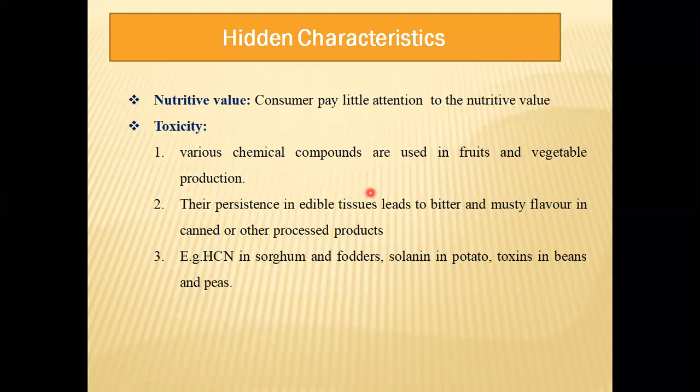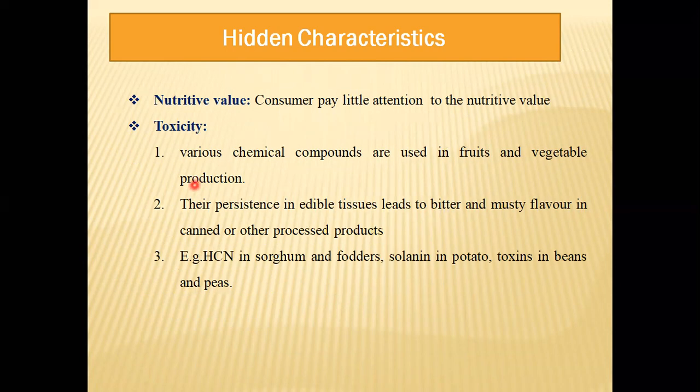Now we will go towards the hidden characteristics. We have discussed the qualitative characteristics or the sensory characteristics. Now these hidden characteristics are nothing but the nutritive value of that food product and its toxicity. Okay, most of the people or consumers give very little attention to the nutritive value of a particular food product.